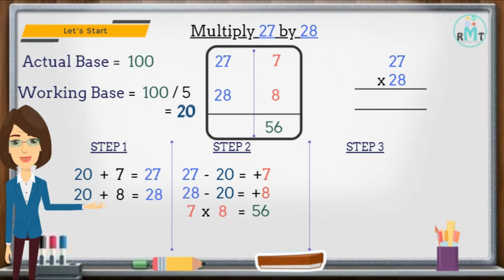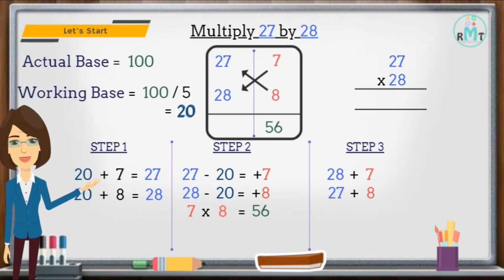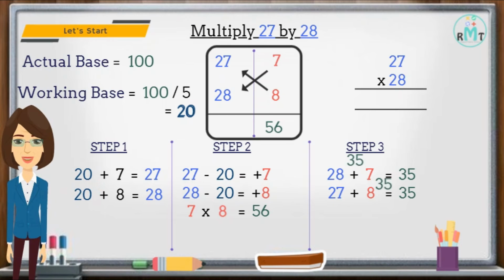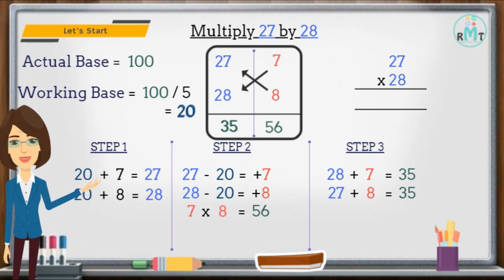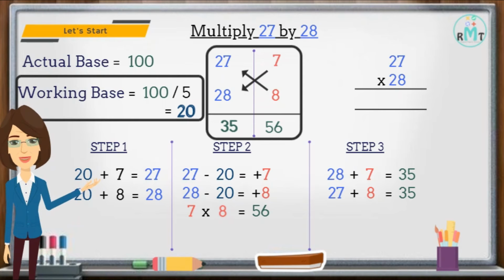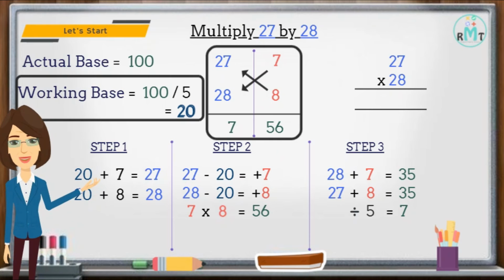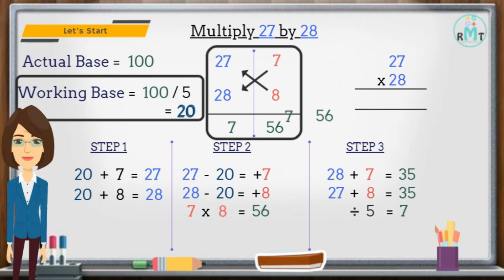Step 3. Now we add 7 with 28, or we add 8 with 27. We get the same answer, which is 35. Now, the working base is obtained by dividing 100 by 5. Then, we divide the left hand side digit, which is 35, by 5 and get 7 as the answer on the left hand side. So, the final answer is 756.